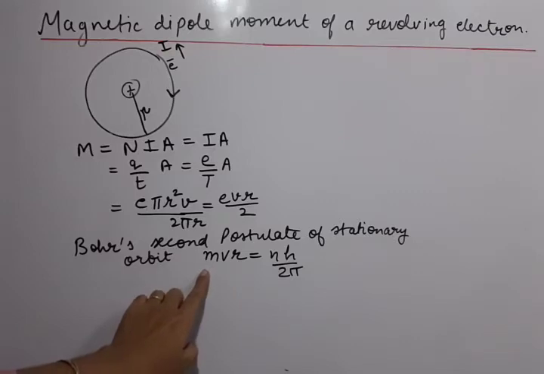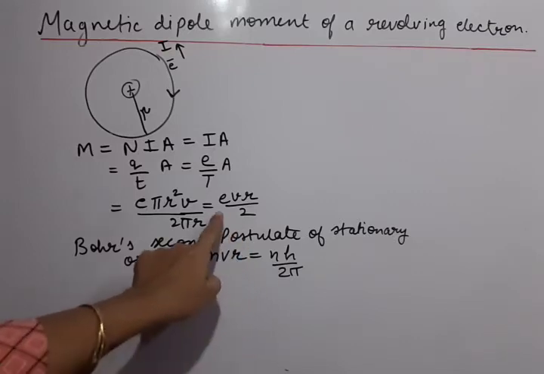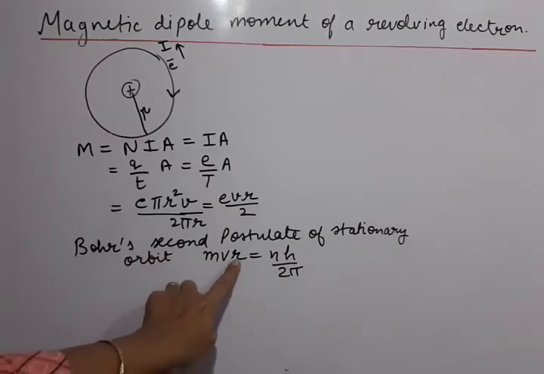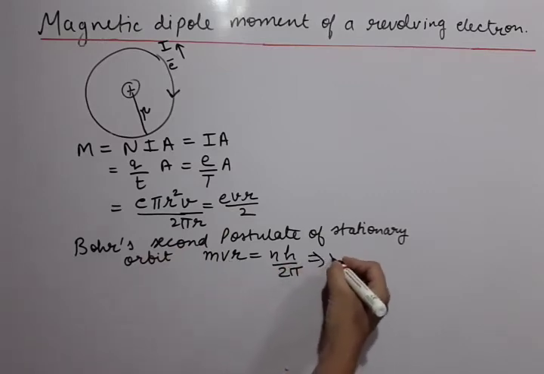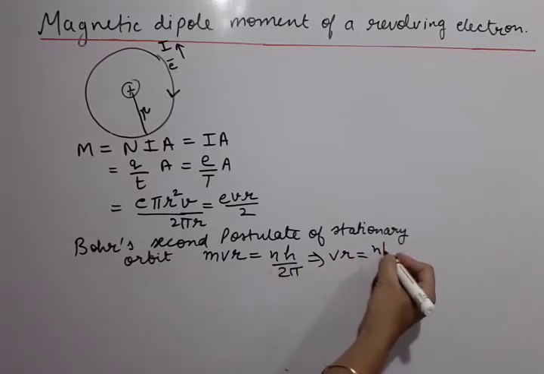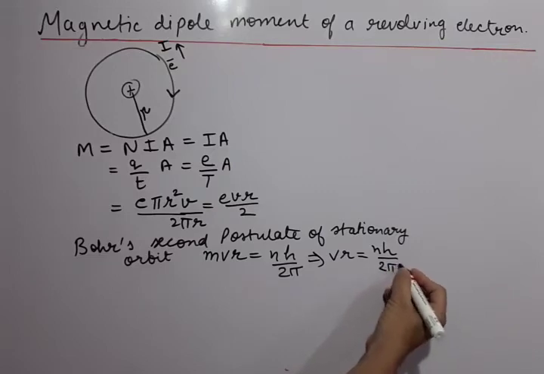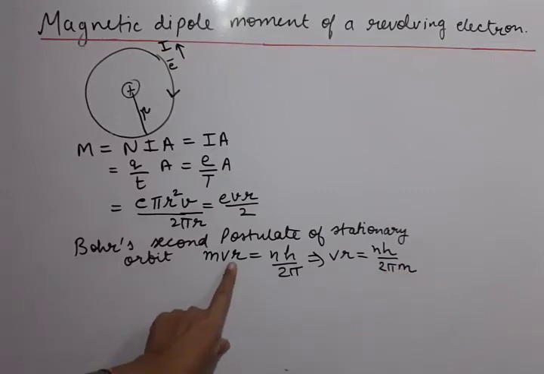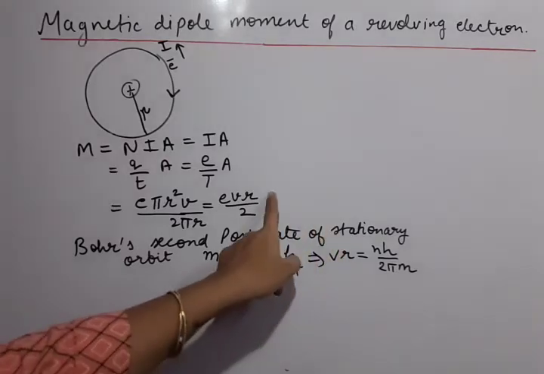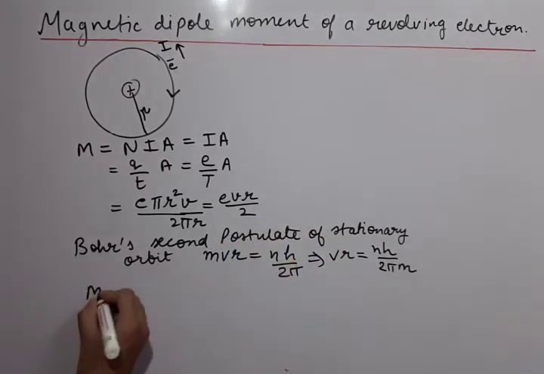Now we need this equation so that we can simplify this evr upon 2. So you see the vr term we can get from here. If we get the vr term from here, m should be shifted down. So nh upon 2 pi m will be the answer. So the vr answer we have obtained, only m is shifted down. This vr answer we need to put here.